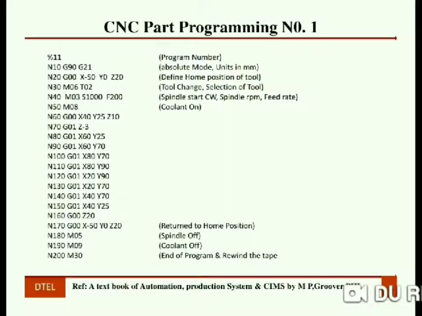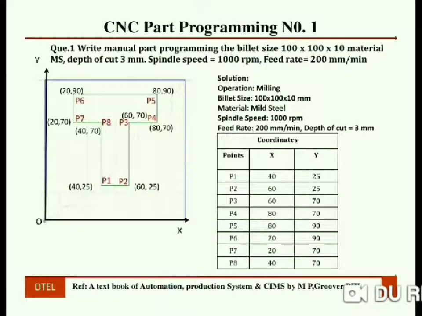Now our tool is at the P1 position. Now we need to move from P1 to P2 in a straight line. That is a straight cut. For that purpose, we need to use G01 for linear interpolation. So now the tool should move in this direction, and that path is linear. For that purpose, we have the code G01.